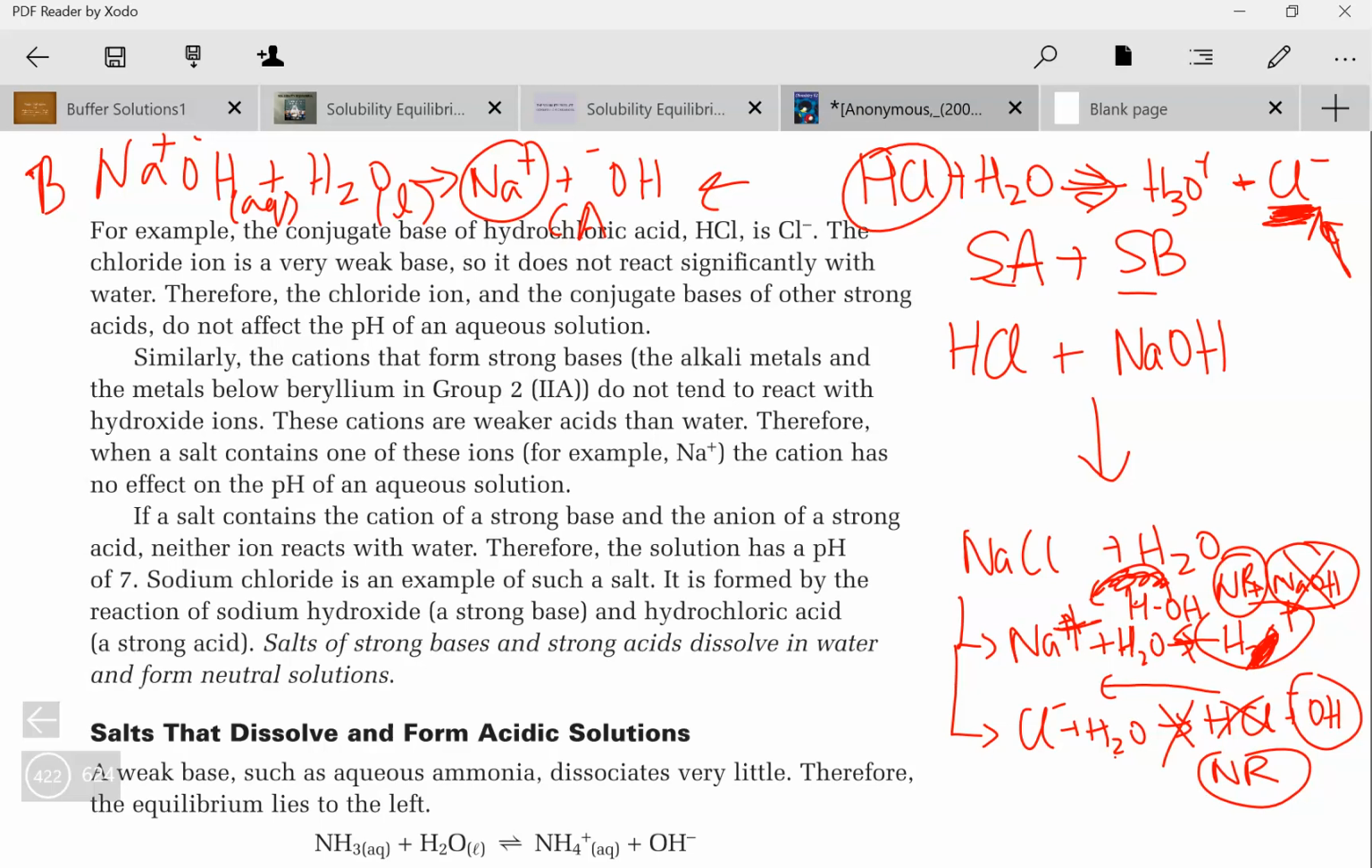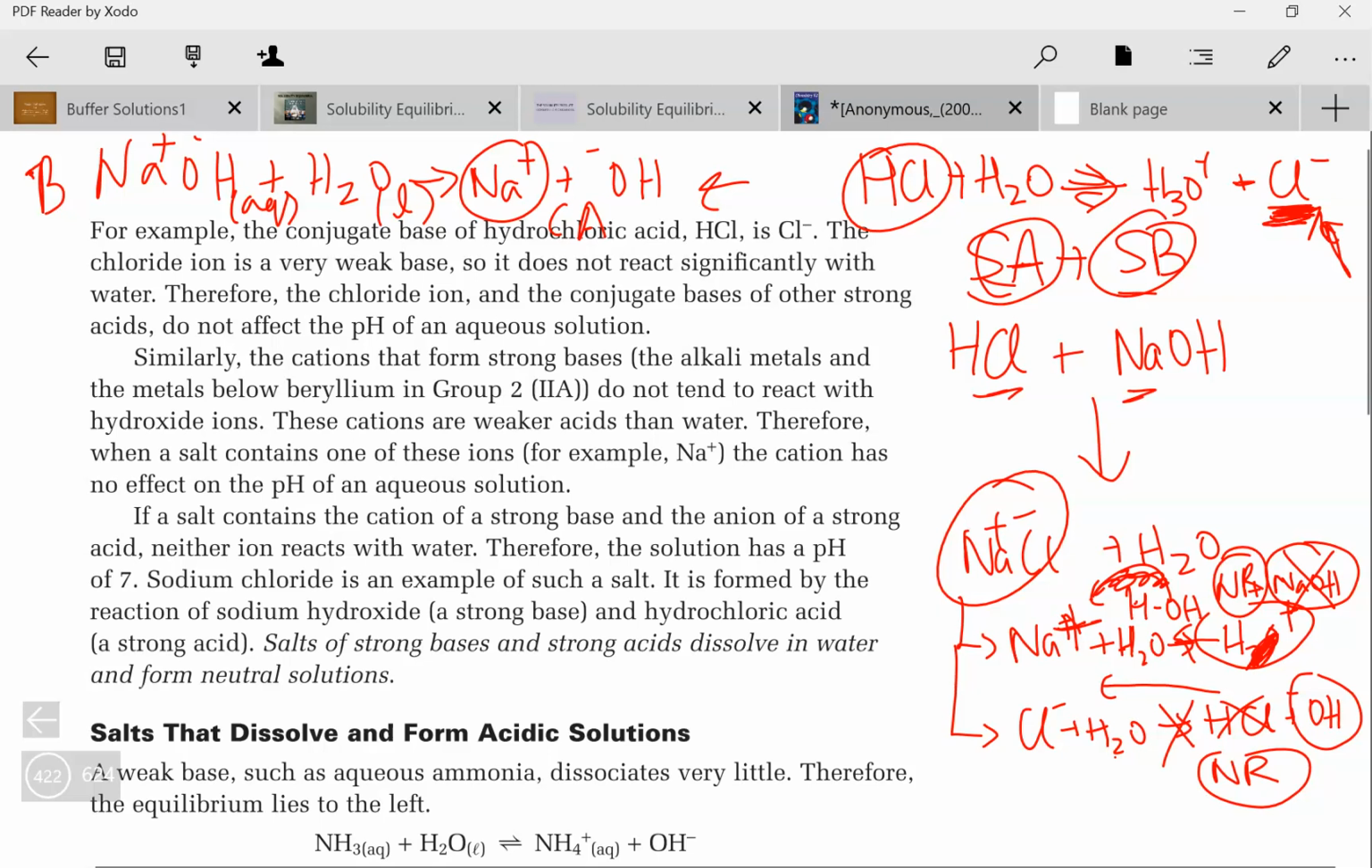They're just neutral salts. So Na plus and Cl minus form neutral salts, right? And you can also just look, I formed NaCl from HCl and NaOH, so that was a strong acid, strong base combination, and therefore will be neutral, right?